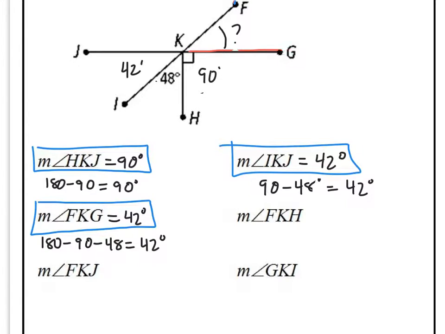Okay, so we have found another of our angles. This is 42 degrees. They want us to find the measure of angle FKH. Well, FKH is this angle here. So again, using the angle addition postulate, the measure of angle FKH is going to be our 42-degree angle plus our 90-degree angle. So 42 plus 90 equals 132.